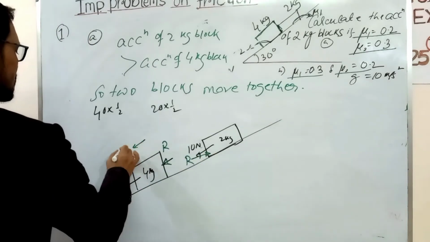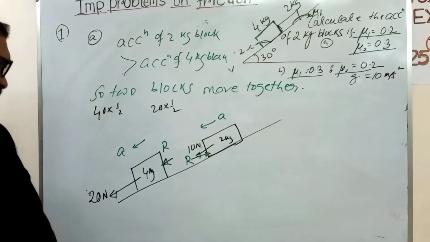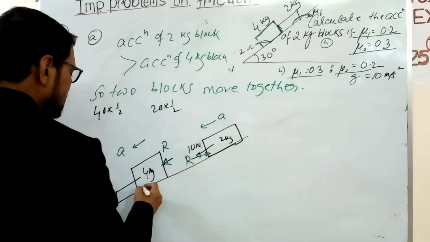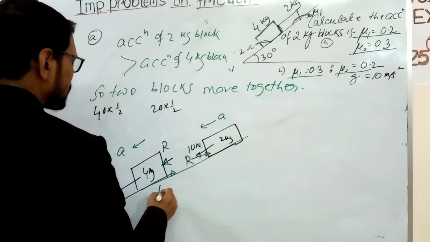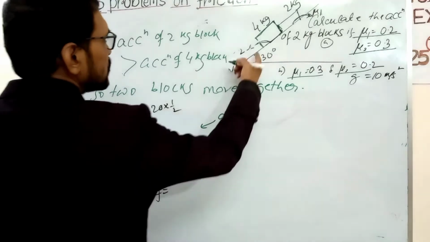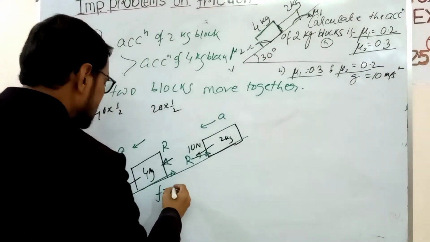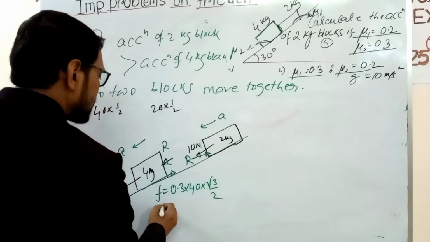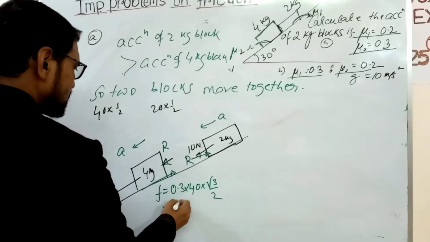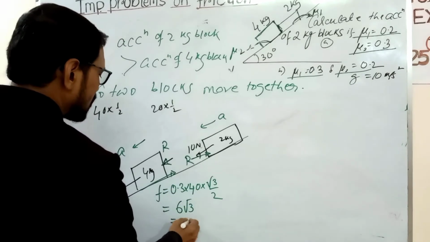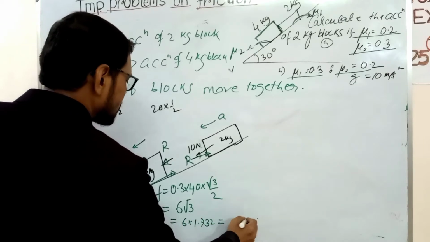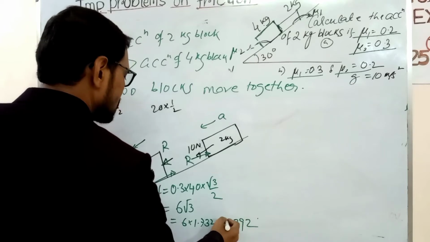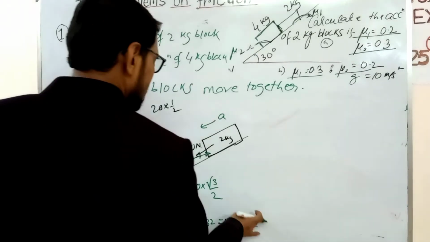Now the acceleration a is the same, as the two blocks move together. What is the equation of motion? Here the equation is 20 and friction. Friction acts in this direction. What is friction? Friction equals mu mg cos theta, with mu equal to mu2, which is 0.3 here. So 0.3 mg means 40 into cos 30 degrees, root 3 by 2, that is 6 root 3, that is 6 into 1.732, that is 10.392. So 10.392 is the friction force.